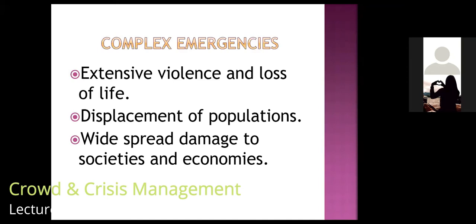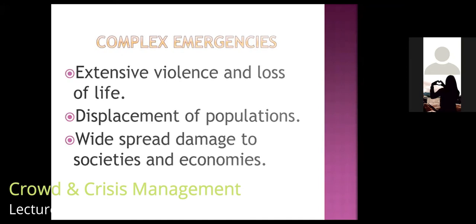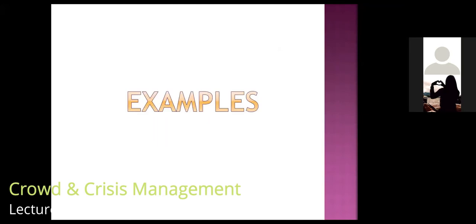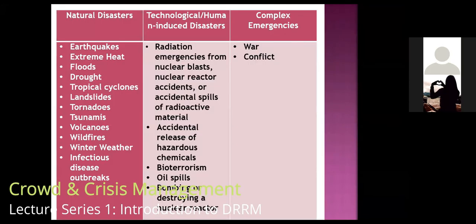These are samples of natural disasters, from earthquake up to infectious disease outbreak. The next column is technological or human-induced disasters, from radiation emergencies, from a nuclear blast, up to the bombing or destroying of a nuclear reactor. Some examples of complex emergencies are war and conflict.